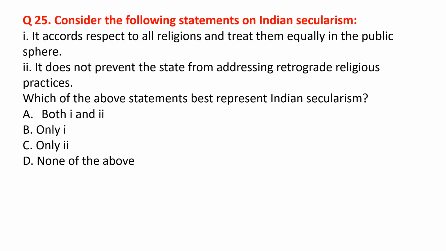Consider the following statements on Indian secularism. Let us see the statement one by one. It accords respect to all religions and treats them equally in the public sphere. This is correct. It does not prevent the state from addressing retrograde religious practices. This is also correct. So the correct option for this question is option A, both 1 and 2.